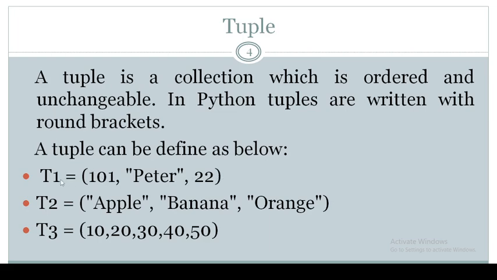So here I have three tuples, T1, T2, T3. T1 has three elements, T2 has three elements, and T3 has five elements. You can see it looks like a list, but a list is within square brackets, and a tuple is within parentheses. This is the difference, and one more important difference is that a tuple is unchangeable, meaning you cannot delete or update the values from a tuple. Once declared, it cannot be modified. So this is your tuple.